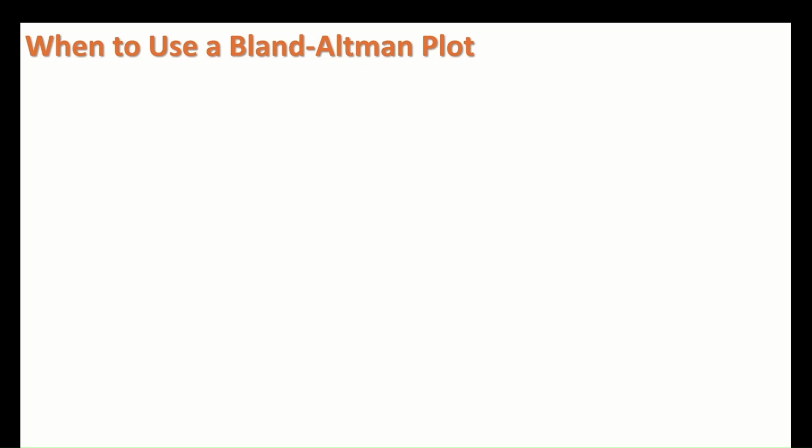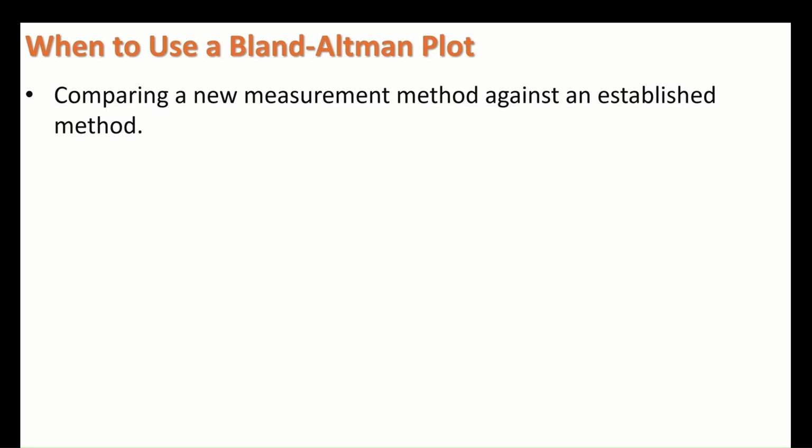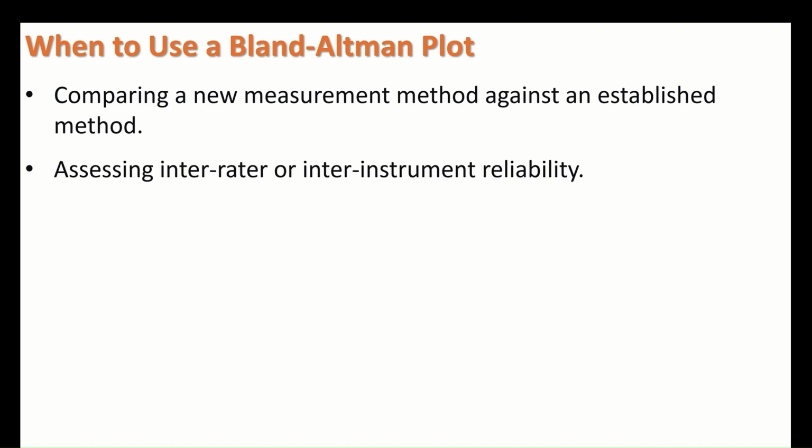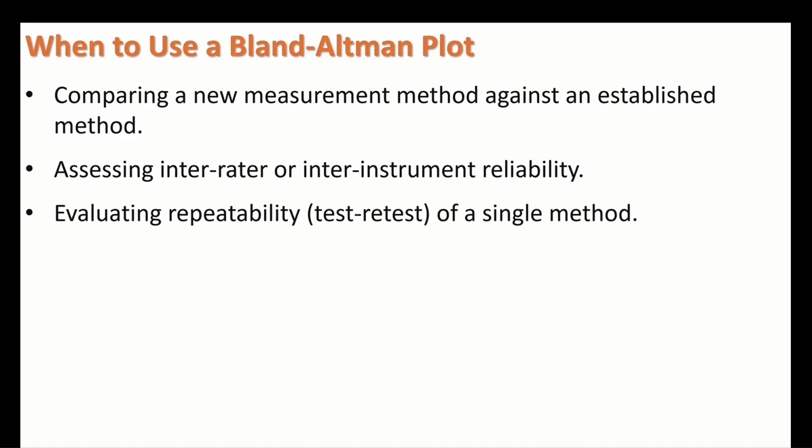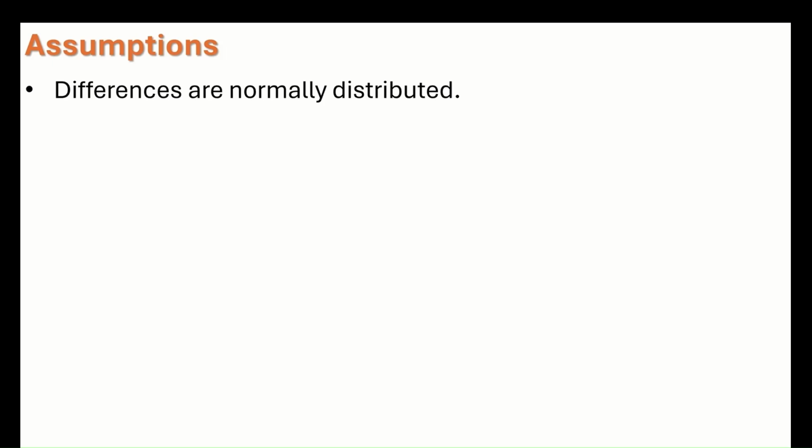When to use the Bland-Altman plot? When comparing a new measurement method against an already established standard method. Another application of the plot is to assess inter-rater or inter-instrument reliability. The plot also can be used to evaluate repeatability, which is test and retest of a single method. To do the plot, certain assumptions have to be met.